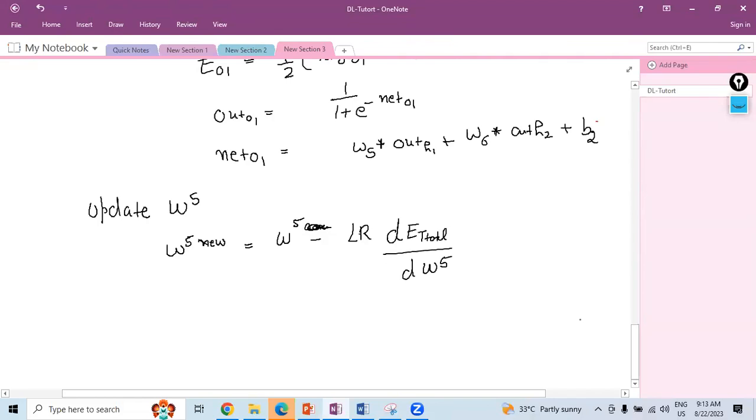Please let me know if you have any doubt here. This W5 would be some numerical value, the weight value. Then the derivative that we are taking on the total error with respect to dW5, how will it work? Like, this W5 is a constant.